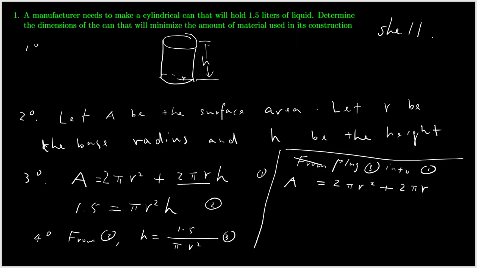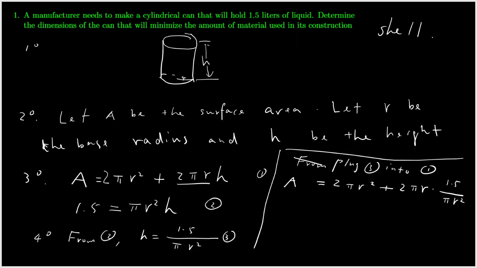Now I can replace H with I. I do not want to use X here. I can use a dot to denote the multiplication. And 2 pi R H, I'm going to replace H with 1.5 over pi R squared. I believe you see what's going on, right?